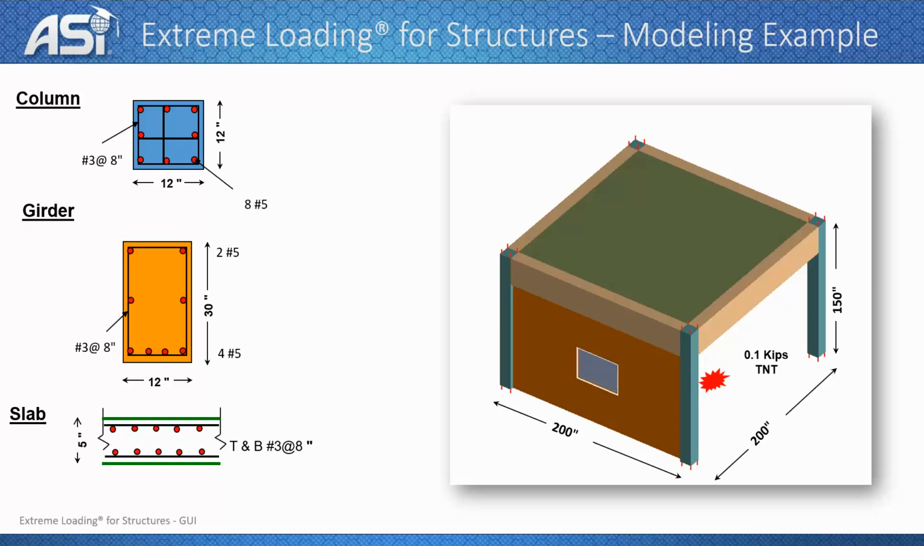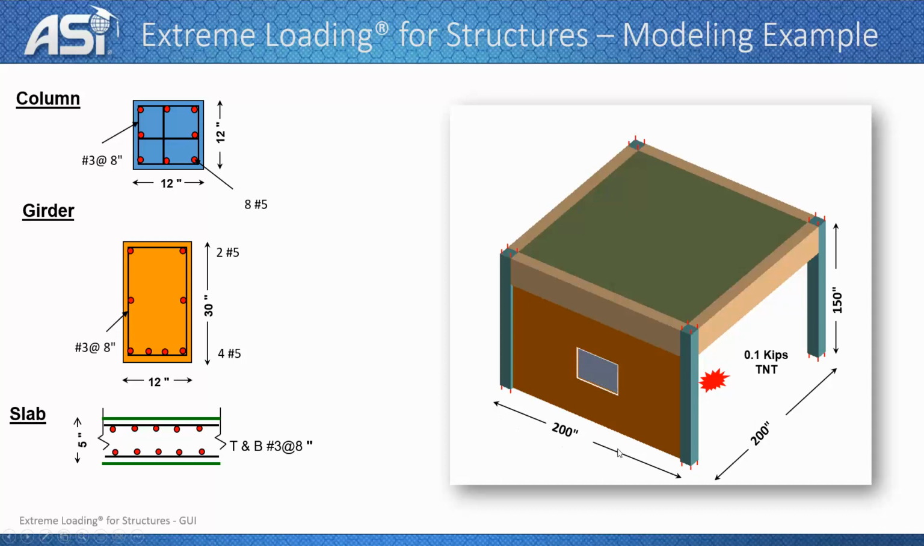Let's start now by modeling an example using ELS. In this example, we are going to model this building. It's a very small building: 4 columns, 4 beams, a slab, a masonry wall, and a window glazing inside this masonry wall. The blast pressure applied is 0.1 kip at the center of this room.